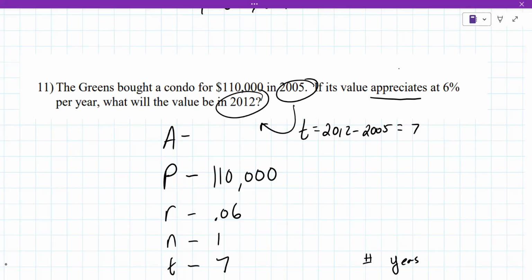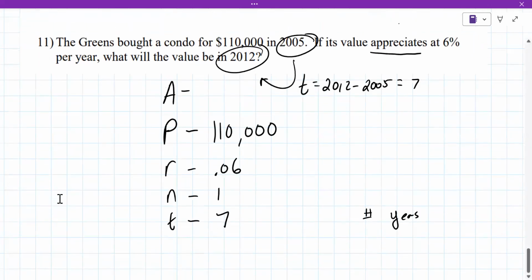Let me know when you get your result. 165,399.3285. Right? But it's money. We're talking about money. You have to round to 2 decimal places. Okay, I would say you've got this down.